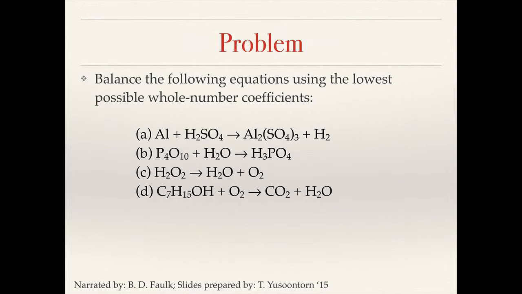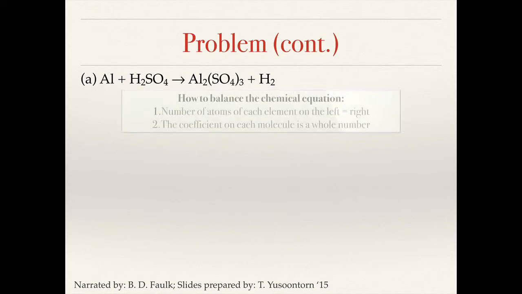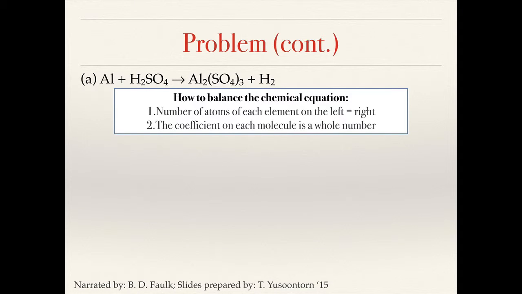All right, all chemists need to be able to balance chemical equations. I'm combining two problems here, taking a look at A, B, C, and D for the balancing purposes. Basic strategy, we know that the number of atoms of each element on each side have to be equal. Also note that we can't change the subscripts here. That would change the chemical identity of the compound or the element. So keep that in mind as we're balancing.